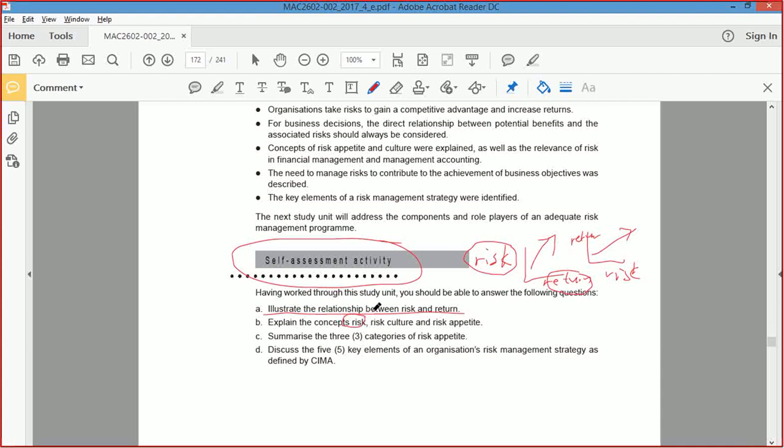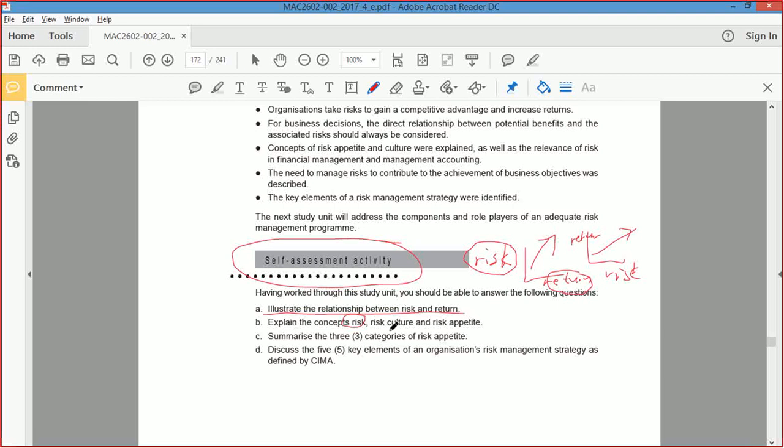The concept of risk is basically uncertainty. Not knowing what lies ahead, but taking calculated steps that will hopefully bring about a greater return. That's good. So definitely uncertainty, not knowing what's going to happen, and managing or identifying potential risk.